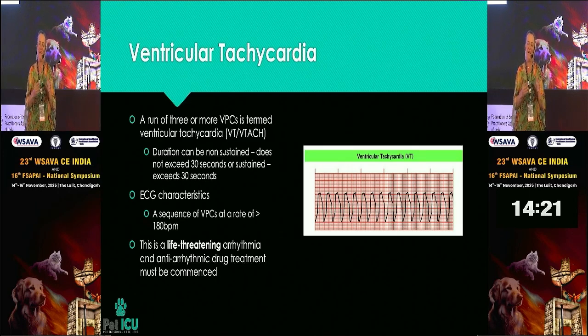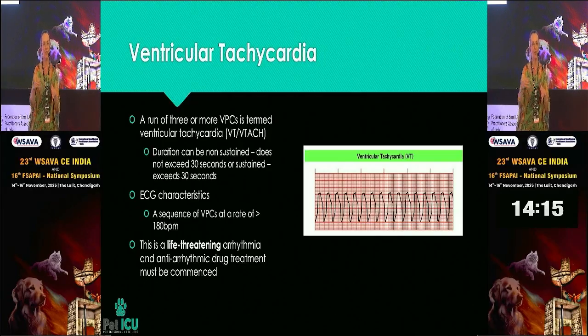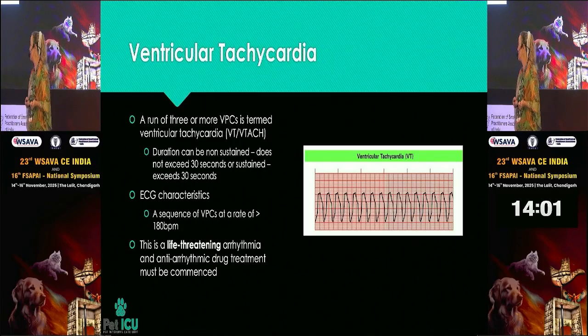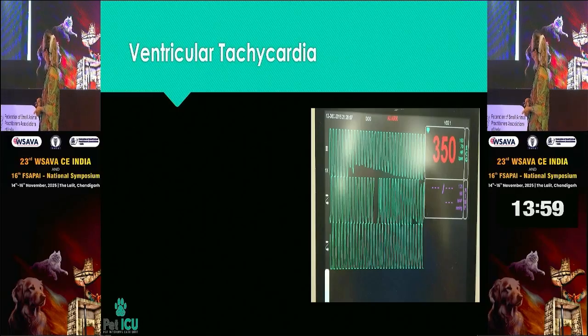A VTAC run is more than 3 VPCs together, and it can either be non-sustained, so you get little short bursts of less than 30 seconds. If it's going over 30 seconds, we call it sustained. And generally it can be a life-threatening arrhythmia. These guys we are starting to treat with lignocaine.